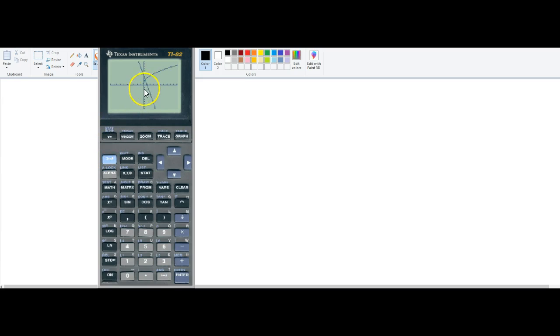All right, so the point of intersection between these two is right there, right? So let's go see if we can get it to find it for us. Second function, trace, intersection. First graph I'm interested in is that one. Second graph I'm interested in that one. Yes.